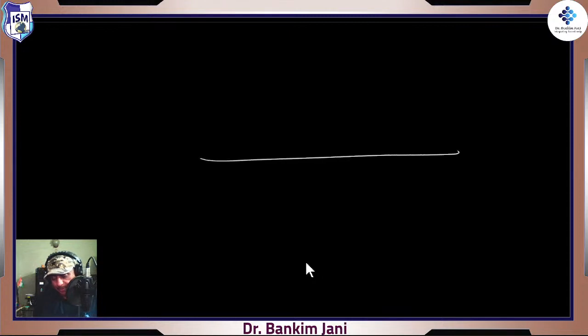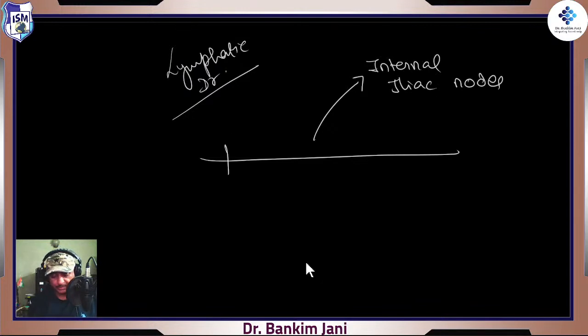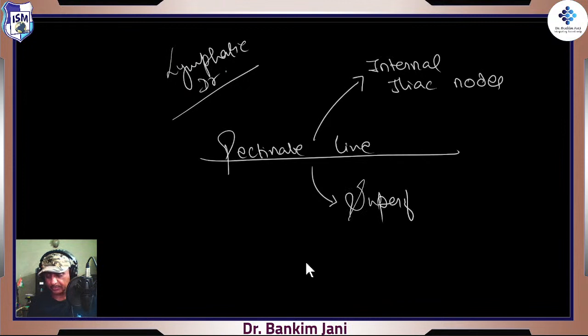That pectinate line is important even from the perspective of, say, lymphatic drainage, right? Above, they will be going to the internal iliac nodes, and below the pectinate line, they will be going to the superficial inguinal lymph nodes.